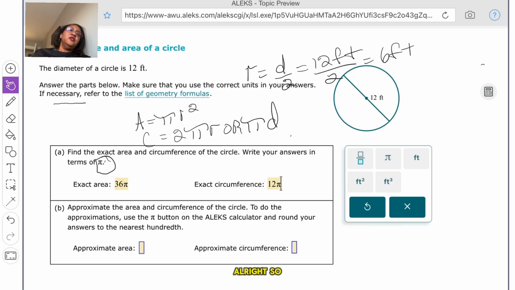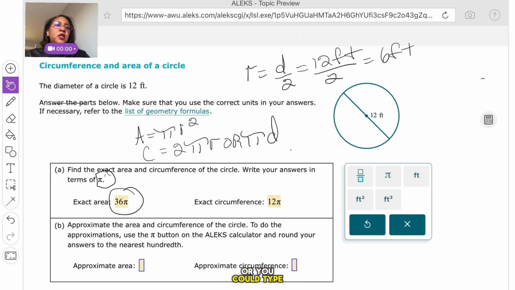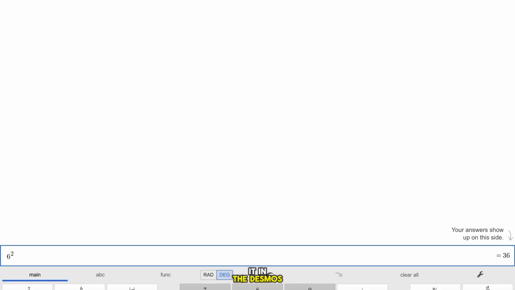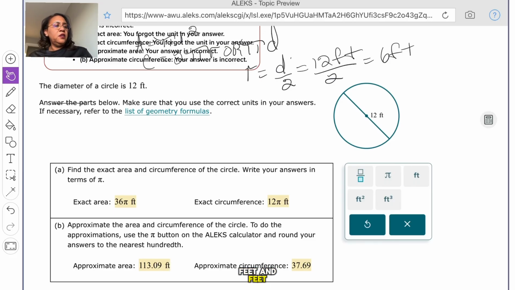Now for the approximate area, you're just going to use the same values, and you can either use the calculator there, or type it in the Desmos calculator. So you can type 36 pi, and you see it's 113.09. Well, it depends on what they want. There we go. Feet, and feet.